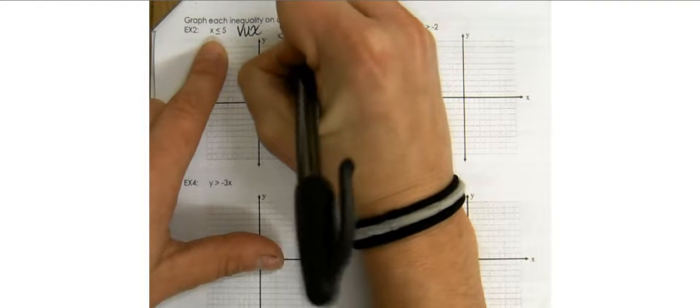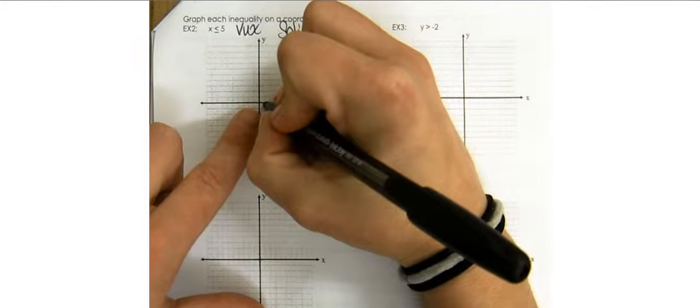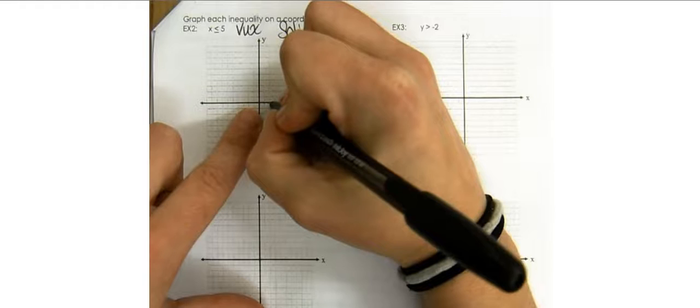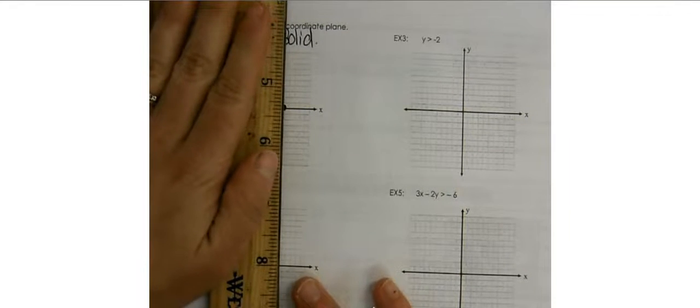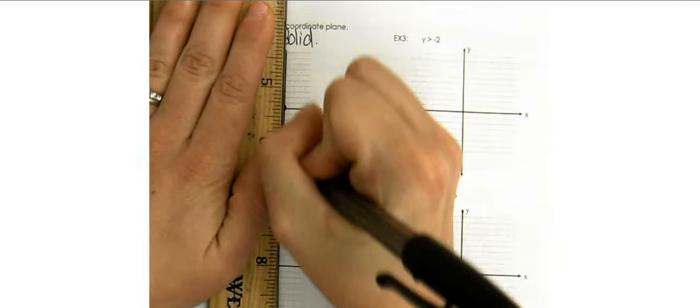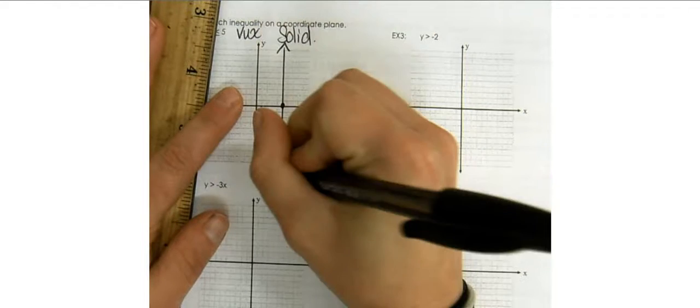So at x is less than or equal to 5, I'm going to go to where x is equal to 5. 1, 2, 3, 4, 5. I'm going to plot a point, and then I'm going to use a straight edge to draw a vertical line. So you're going to need a straight edge for this lesson. If you need to pause the video to get yourself a straight edge, then that is fine. And I'm going to draw a straight vertical line that extends the entire grid.